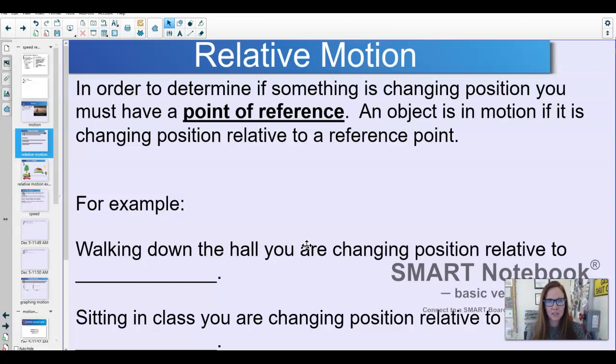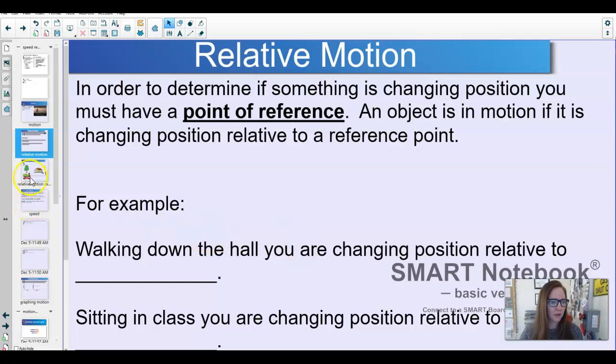So if you're sitting still on the Earth, the Earth is moving around the sun. So your reference point being the sun, even though you're sitting still in your chair or lying down on your bed, you are moving compared to the sun. If I was the sun and I was watching you on the Earth, I would see you moving because you're changing position compared to me, the sun, the reference point.